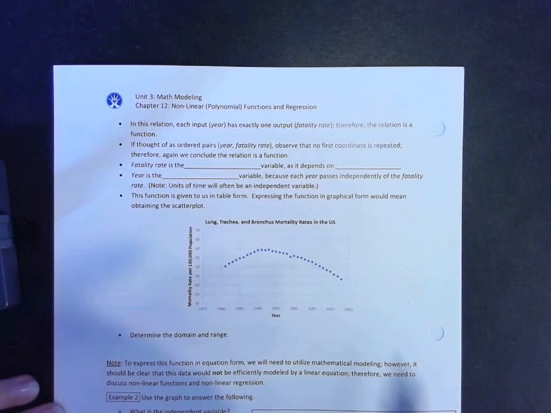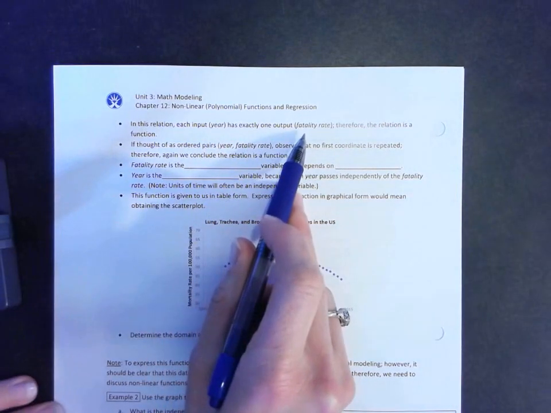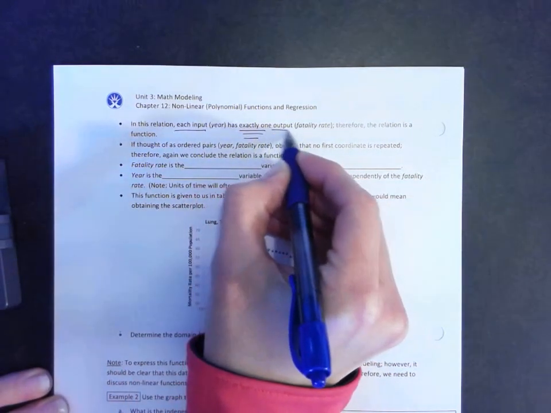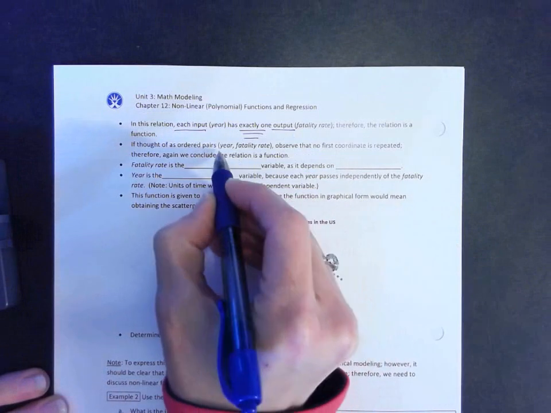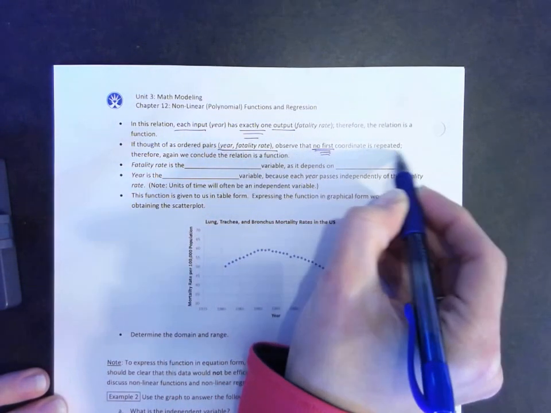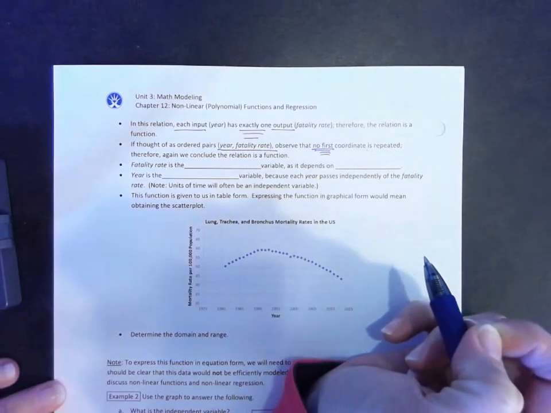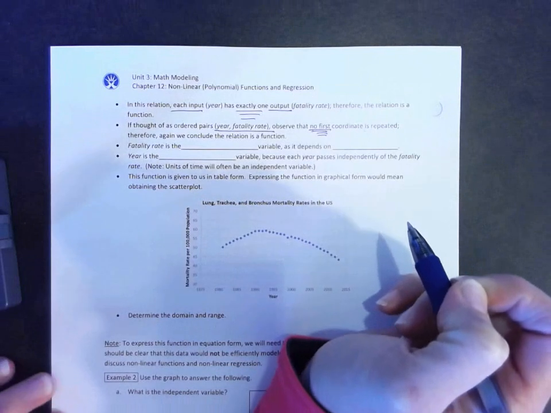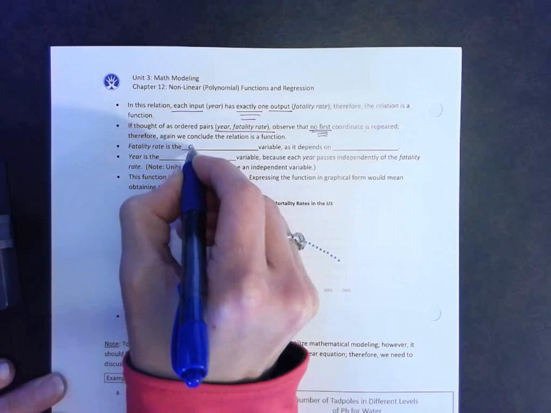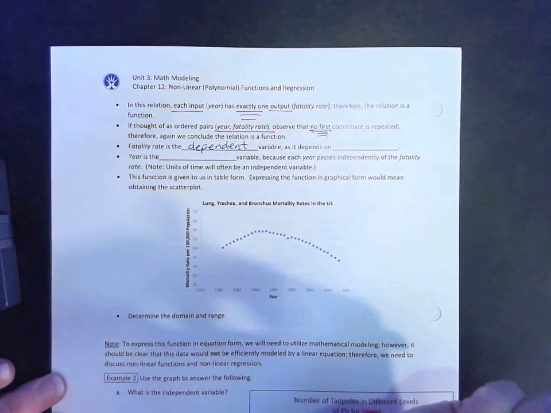All right, so we noticed that each year, if we look back, had exactly one output, which was the fatality rate, so it was a function. Each input had exactly one output. You could also look at it as a set of ordered pairs and notice that no first coordinate was repeated. As we identify which variables are the independent and the dependent, the fatality rate was our dependent variable.